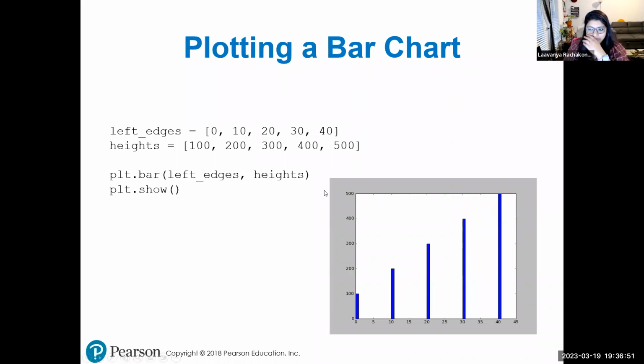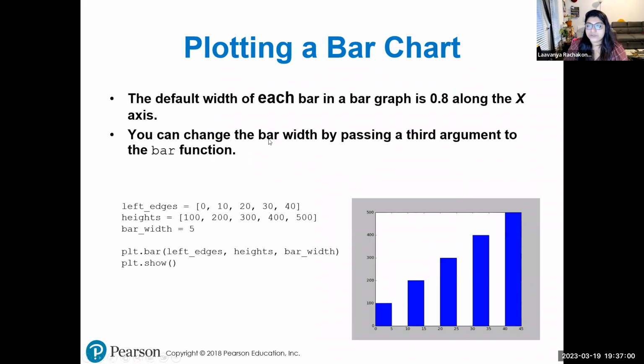And here you are going to see the widths and the heights. So if you want to make changes to your bar width, you can just assign that as your third argument in the plt.bar function. So left edges, heights, and bar width, which is now set to 5.